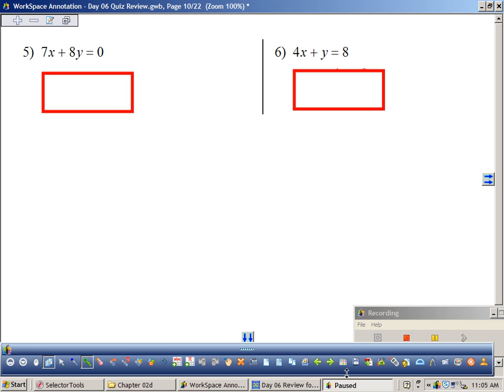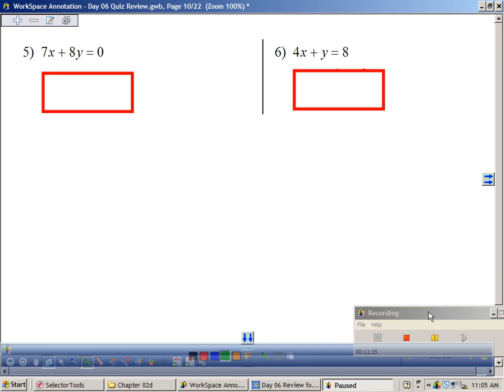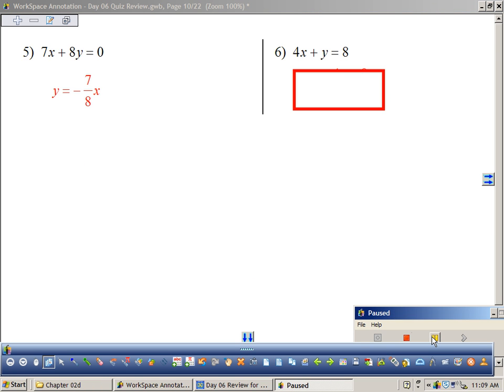Do number 5, solve for y. Let's do number 6 first. No? Number 6 is easier. No, let's go in order. Let's go in order. Okay. Levi wants to go in order. So do number 5. All right, so here's your answer.